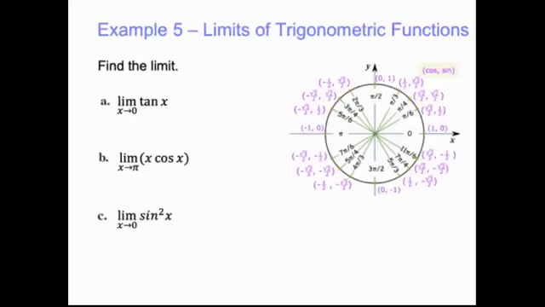Now let's practice using Theorem 1.6. For example 5, we're asked to find the following limits. The first limit is the limit as x approaches 0 of tangent x. We're going to use direct substitution here, so that's going to be equal to tangent of 0.